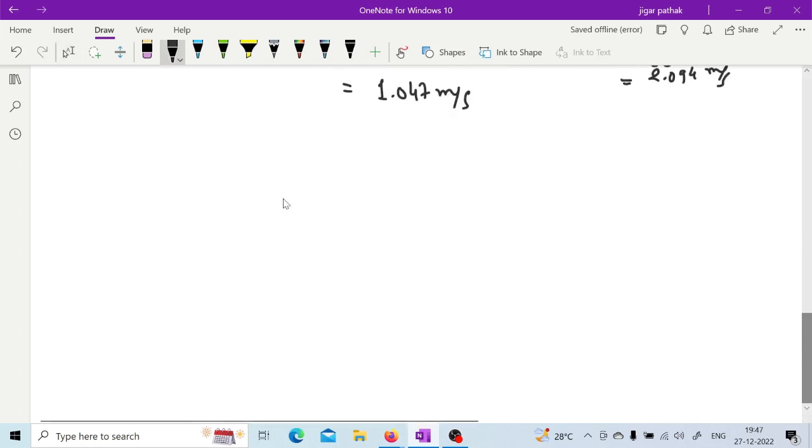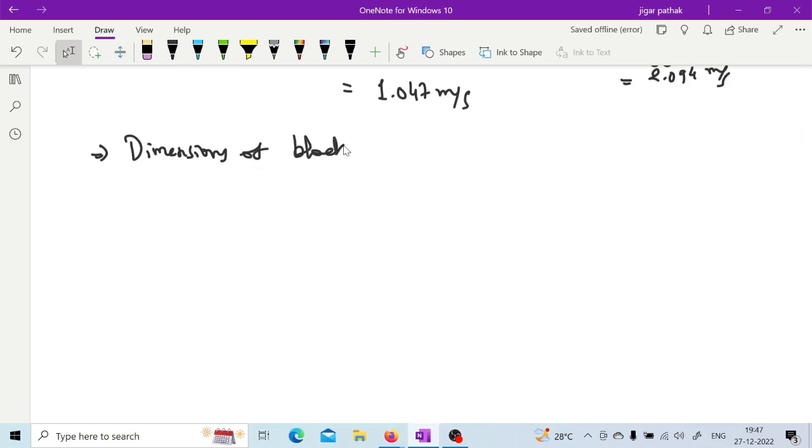The last is the dimension of the block. So what are the dimensions of the block? How are you going to calculate this? As you know, the normal force is calculated with this, right? N is equal to P L W. We have seen this, right?